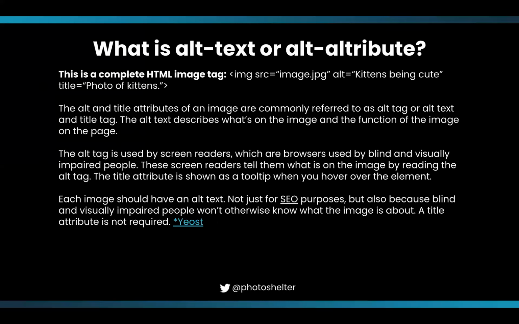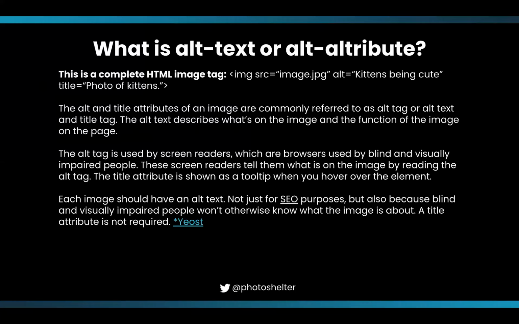It depends how the site's being used and what content's being pulled, but it's very helpful for screen readers, which are used by blind and visually impaired people. The screen readers tell them what's on the image by reading the alt tag. The title attribute is shown as a tooltip when you hover over the image itself. Each image you have should have an alt text. It's not just for SEO, but because blind and visually impaired people won't know what the image is about. The title attribute is not required.